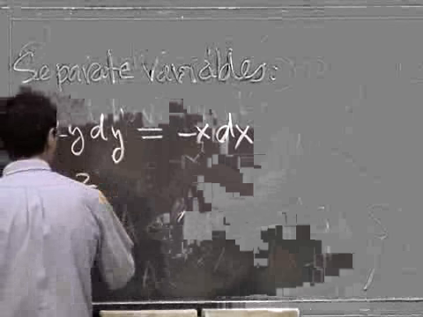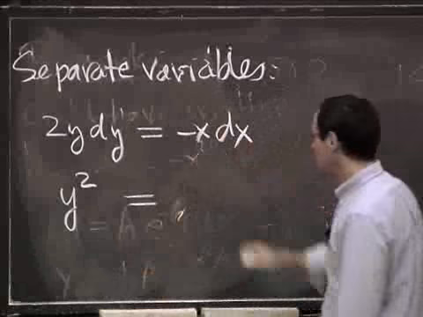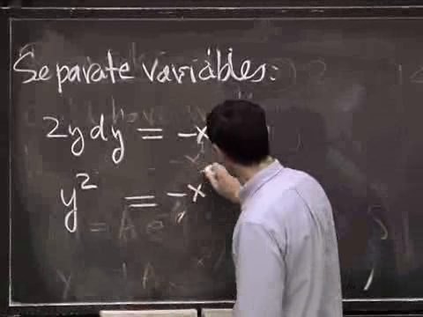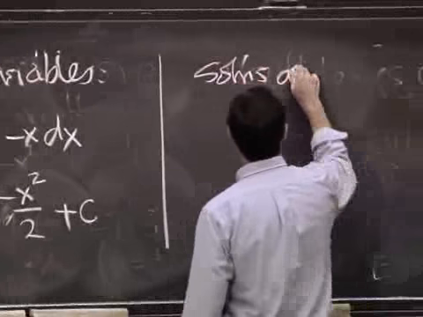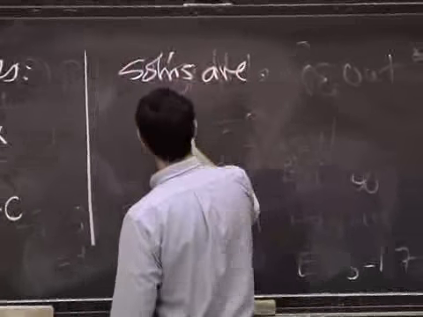And now I can take the antiderivative. This is y squared. And the antiderivative over here is minus x squared over 2 plus a constant. And so the solutions are x squared over 2 plus y squared is equal to some constant c.